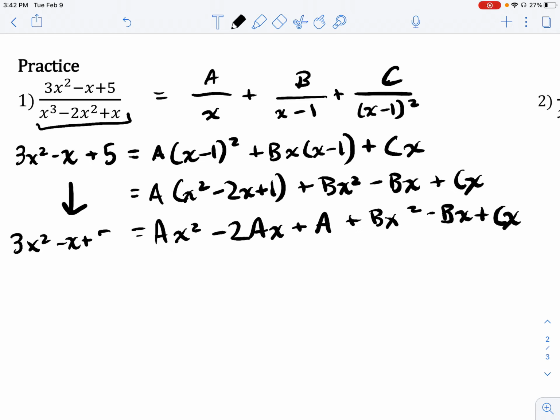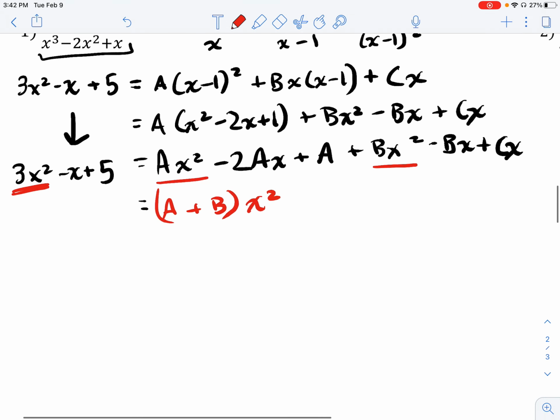In order for us to do this, we want to start grouping together our similar terms. First, let's start with grouping together our x squared terms. So we've got a plus b, and this x squared left over here, and that's got to be equal to this 3x squared. So we can then say a plus b is equal to 3. We know that this coefficient here must be equal to this coefficient there.